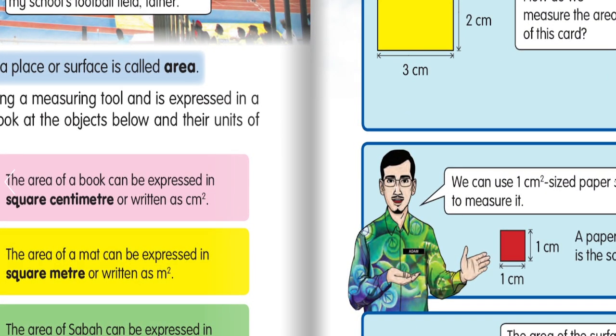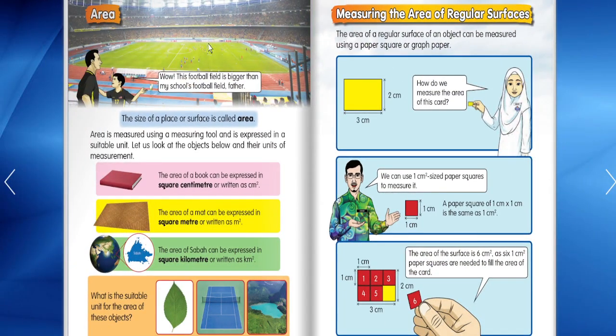Isn't this math? Yeah, but this topic we also study in science. Oh, so we're just learning the same thing.